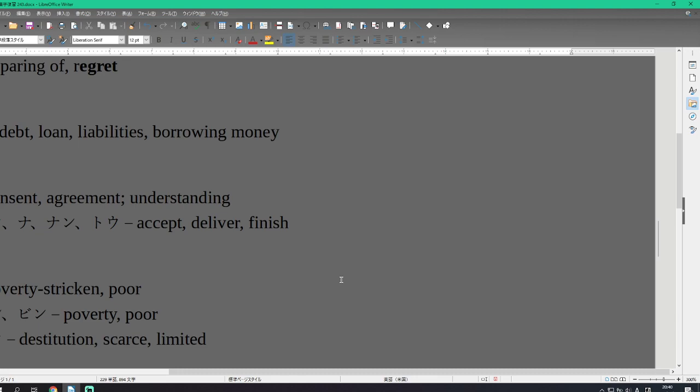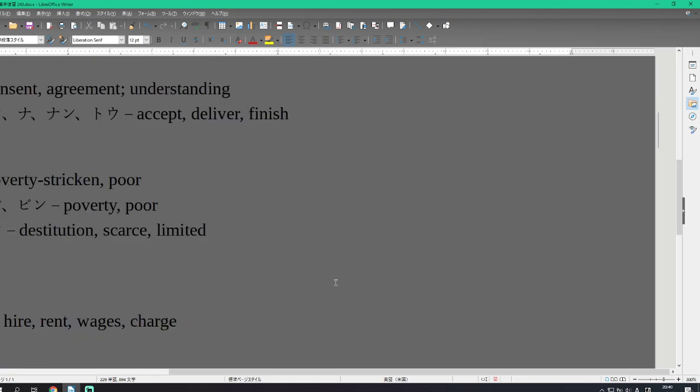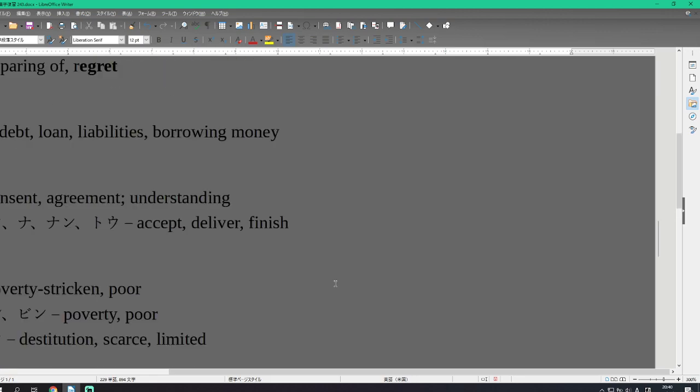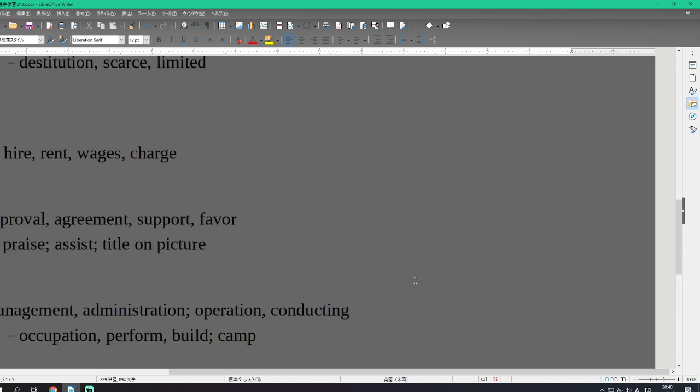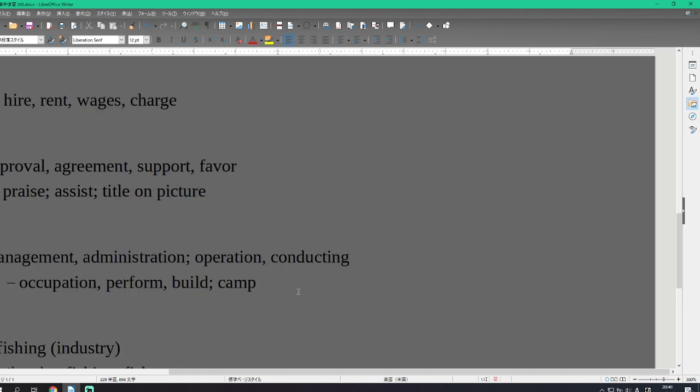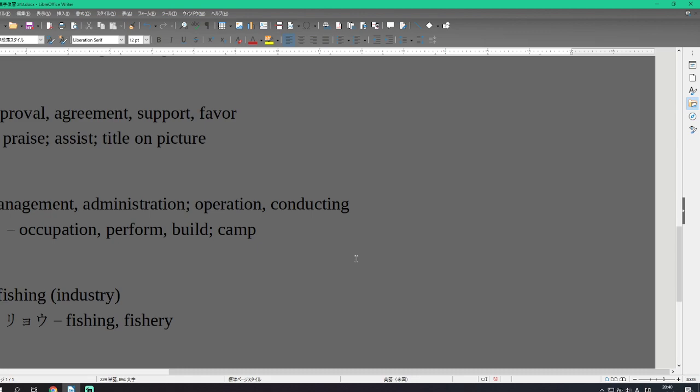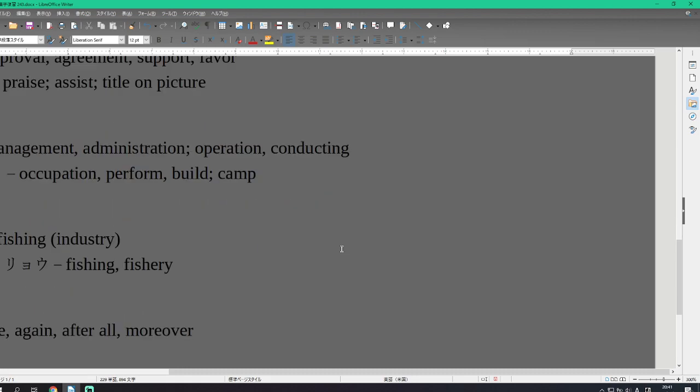Poverty stricken or poor is bimbo, which we already did. Rent is yachin. Okay. Yeah, natoku is consent. Sansei is approval or agreement. Management or administration is the person that has experience. Right. Ka is management or administration, or experience. Occupation is what's the small roof over your bath. Ka is administration or management. The fishing industry is gyogyou, gyo for fishing, gyou for industry or business. Gyogyou is fishing industry.